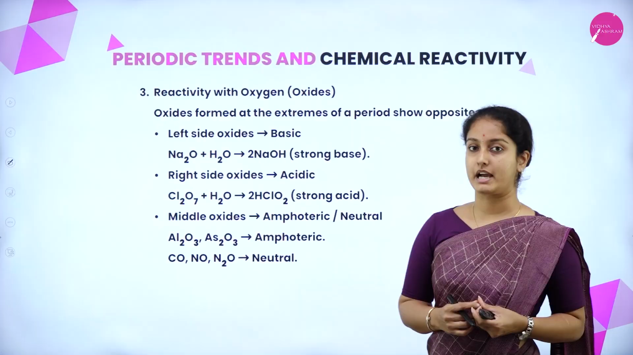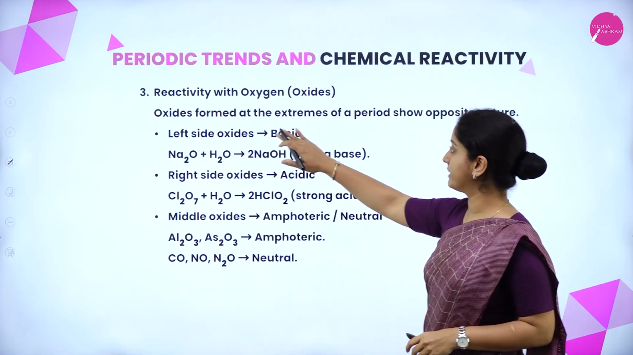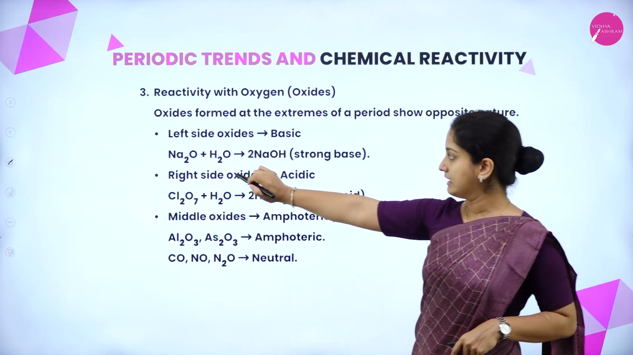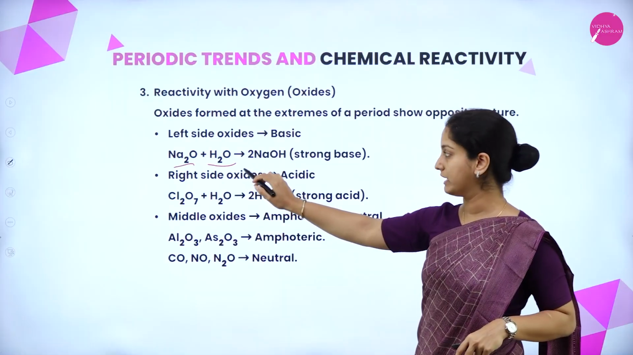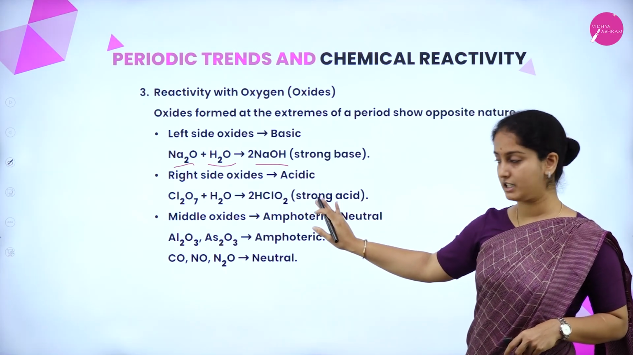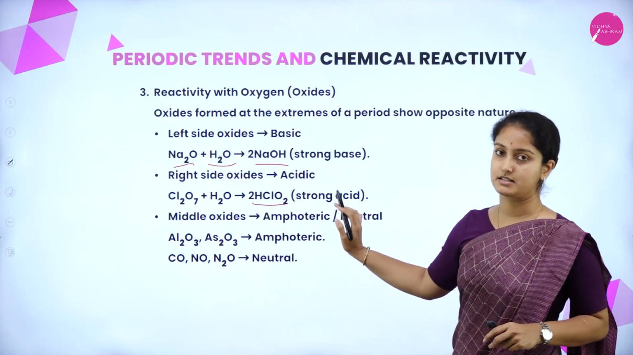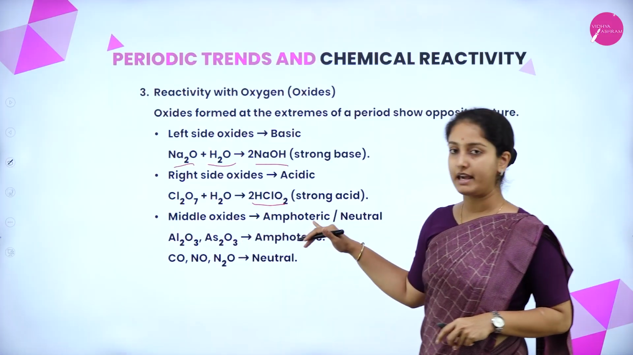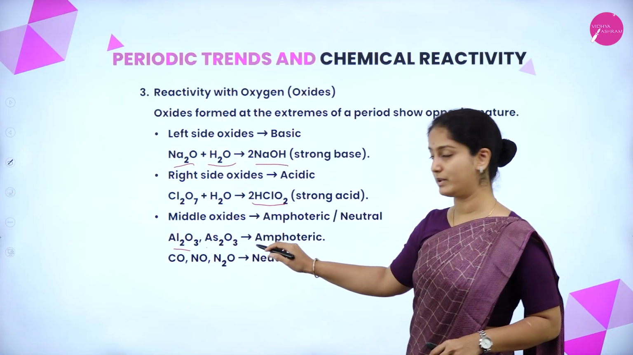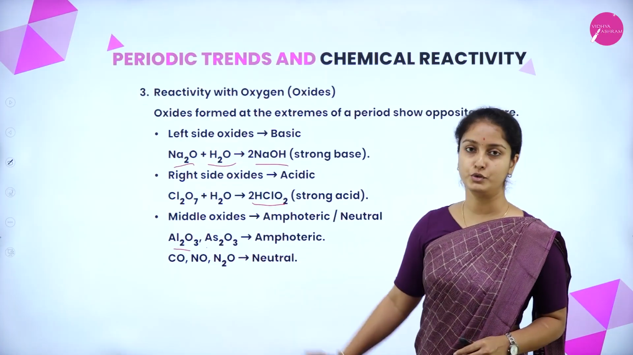So what happens when elements react with oxygen? What will be the reactivity with oxygen, or oxides basically? Oxides formed at the extremes of a period show opposite nature. Left side oxides show basic property, that is, sodium oxide reacts with water to give sodium hydroxide, which acts as a strong base. Right side oxides behave acidic in nature. Cl2O7 reacts with H2O to form perchloric acid, which acts as a strong acid. Middle oxides will be amphoteric or neutral in nature, that is, aluminium oxide or arsenic oxide will be amphoteric in nature. Otherwise carbon monoxide, nitrous oxide and nitric oxide will be neutral in nature.